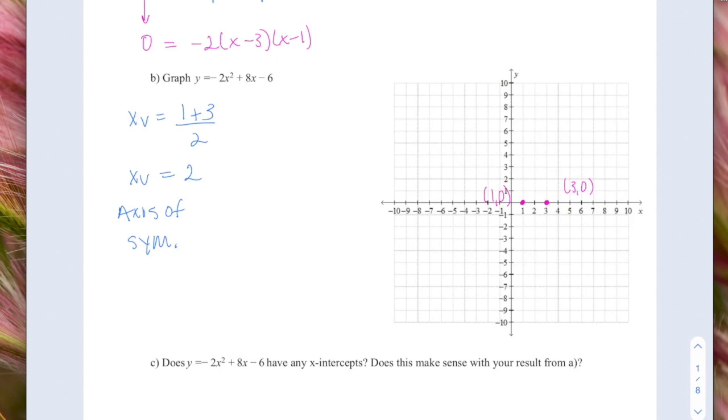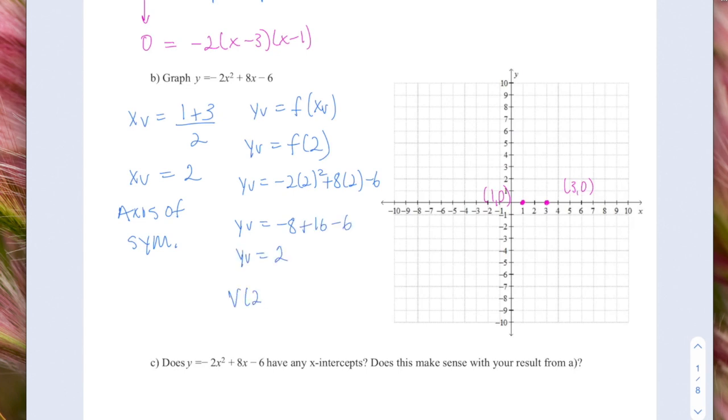So in order to find the y value of my vertex, what I have to do is evaluate my function at the x value of the vertex. So in this case, I have to evaluate the function at 2. So once I know my vertex is (2, 2), I'm able to sketch this.